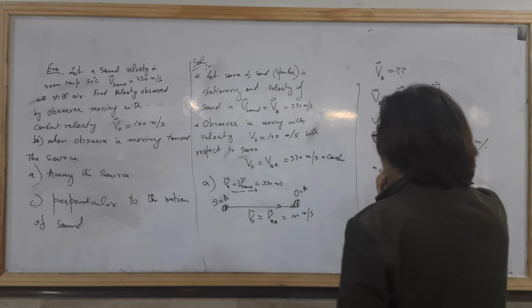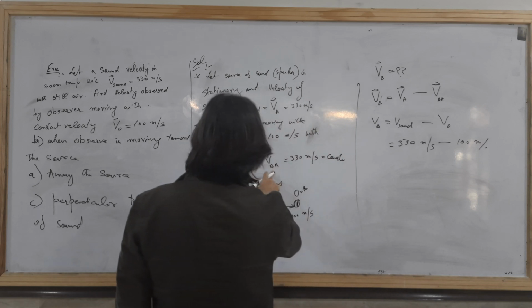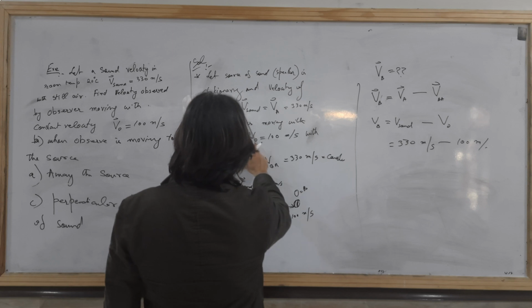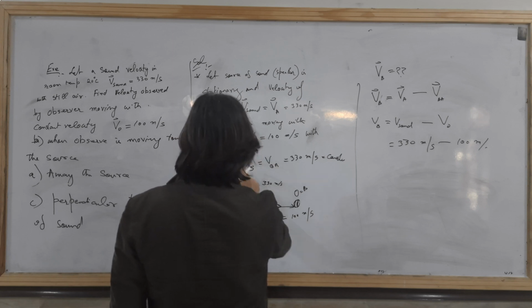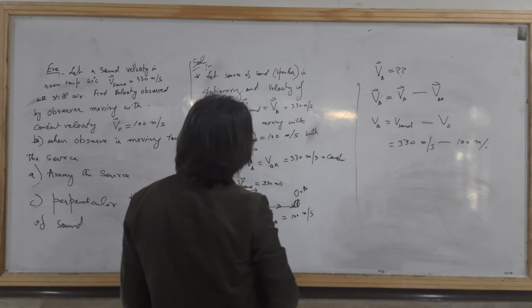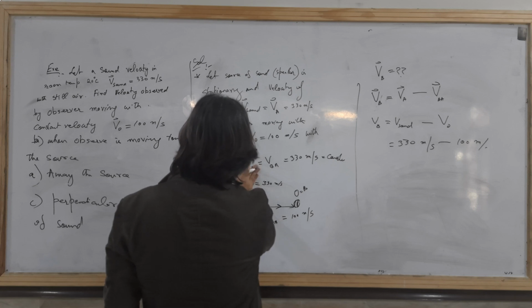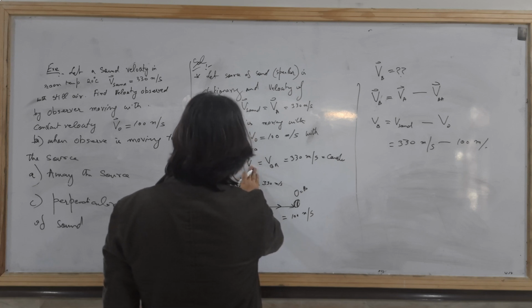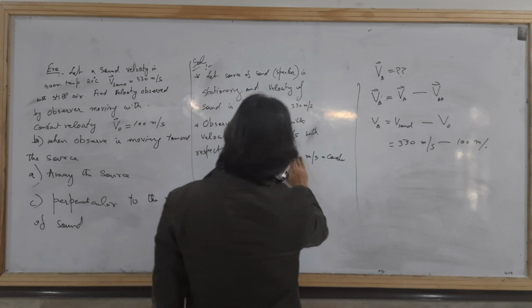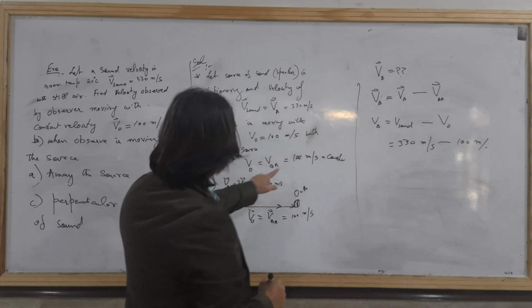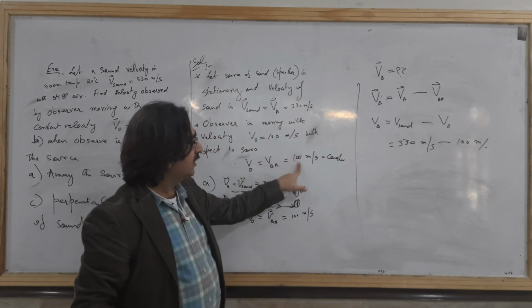Here I made a mistake. This is sound, just with respect to source. This was VA. Yes, this was 100. Sorry, this was 100 meter per second.